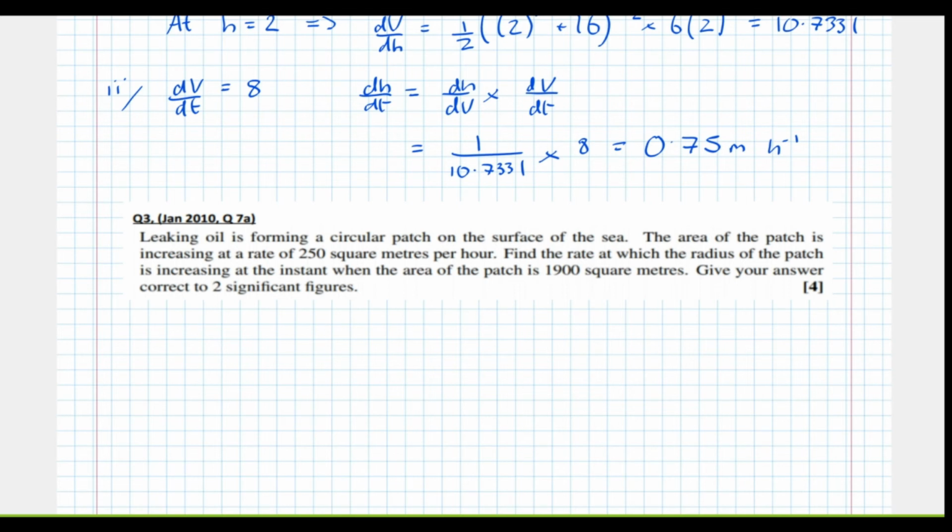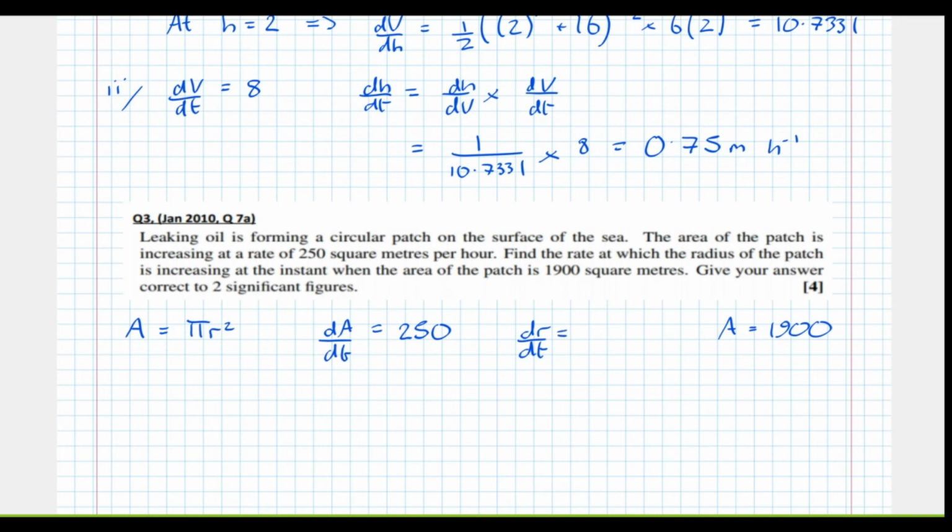Leaking oil is forming a circular patch on the surface of the sea. The area of a circle, A equals pi r squared, is probably going to be useful. Write down everything you might need as it appears. The area of the patch is increasing at a rate, which is dA by dt, of 250 square metres per hour. Find the rate at which the radius of the patch is increasing at the instant when the area of the patch is 1900.